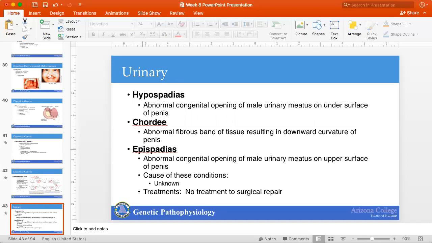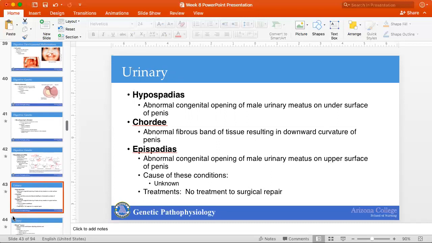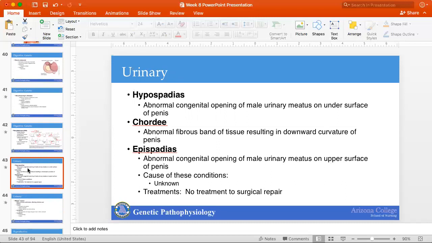So if it's epi, it's going to be on the upper surface of the penis. Hypo is going to be on the undersurface. Causes of these conditions are unknown. No treatment other than surgical repair.